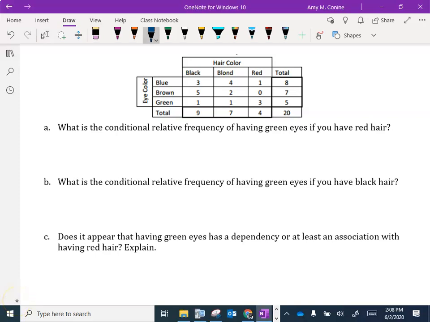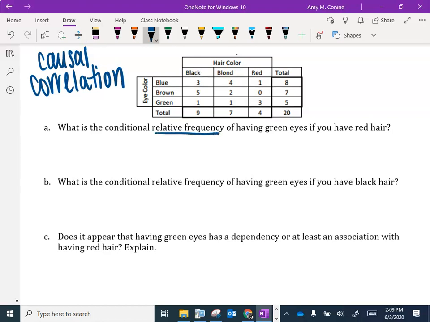So when we're looking at part A, we're looking for a causal correlation. So we're looking for that relationship there. We need to look for the relative frequency of having green eyes if you have red hair. So this person has red hair. What is the relative frequency if they also have green eyes? If three students said they have green eyes with red hair, that would be 0.75 or 75%. So that's all we're doing in our table.